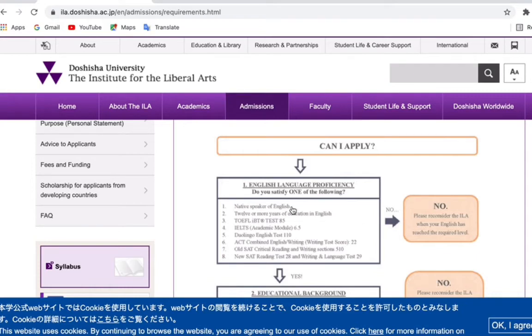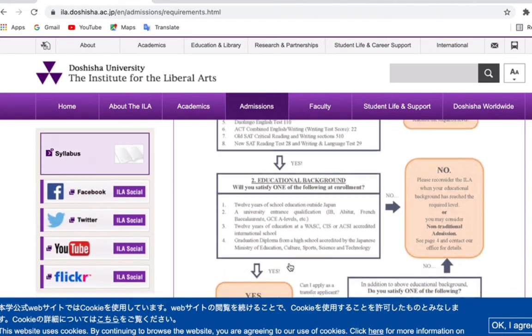So let's check. First of all, are you a native speaker of English? If not, okay, let's move. Do you have 12 years or more of education in English? Do you have a test result from any of these? If you do, or if you have 12 years or more of education in English, then you can go down. If not, unfortunately, please reconsider the ILA when your English has reached the required level. So maybe now they are not taking you, but when you have your test scores to be here, then you can proceed.